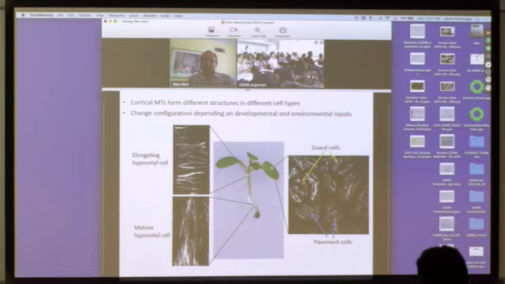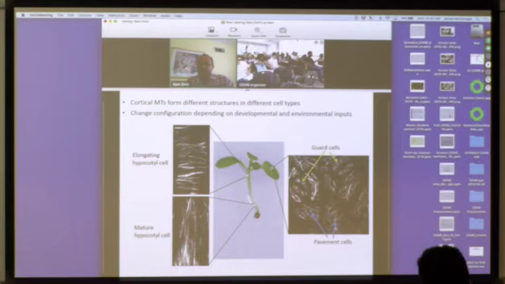We have other kinds of cells on the surface of leaves or cotyledons. So these guard cells are these kidney bean-shaped cells, and you can see a radial microtubule pattern here. Or the pavement cells, which have a jigsaw puzzle piece shape, so they have a much more complex, more net-like microtubule pattern. The different cell types have different cortical microtubule array structures that are important for these different cell shapes.